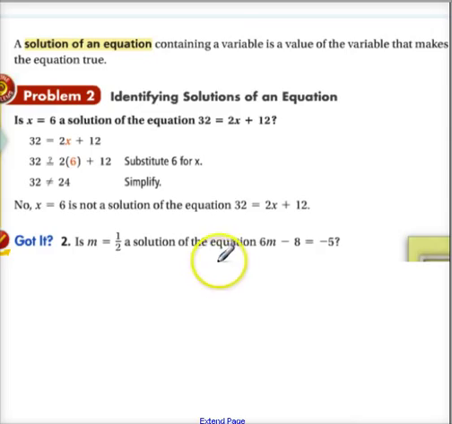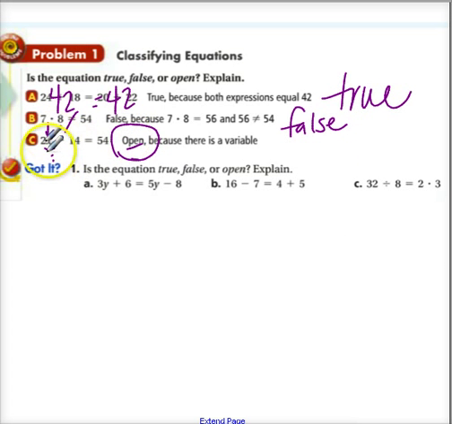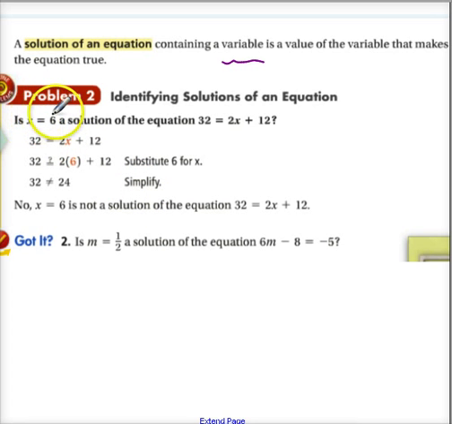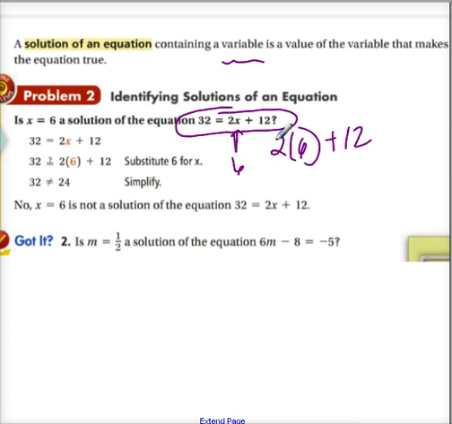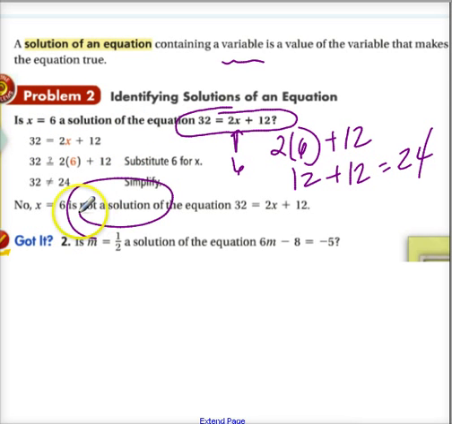Problem 2, a solution of an equation containing a variable is a value of the variable that makes it true. So in our past example, we didn't know what x equaled. X is a solution if I find out what value for x will make it true. So they're going to ask you something like this. Is x equals 6 a solution to this equation? Well, all you need to do is plug 6 in whenever you see an x. So 2 times 6 plus 12. Well, that's 12 plus 12. That equals 24. So no, x equals 6 is not a solution to this equation.